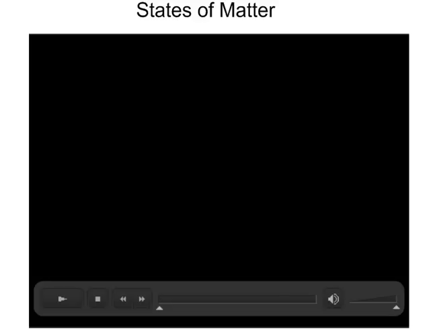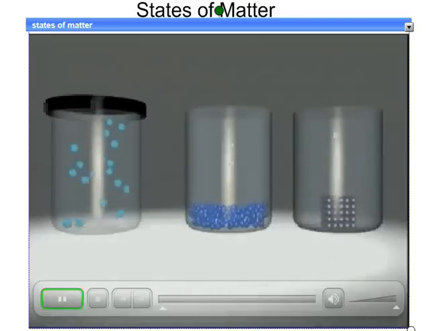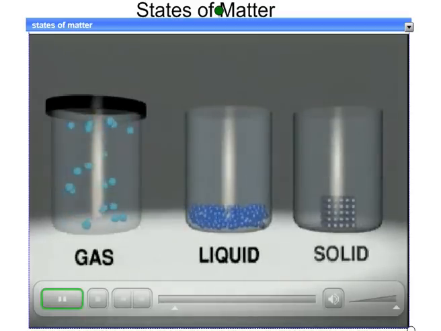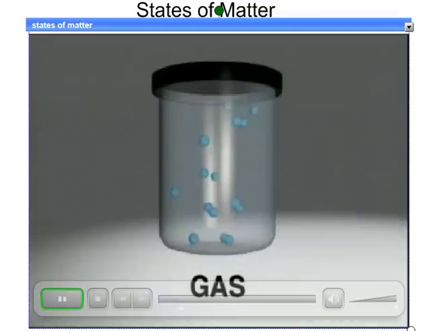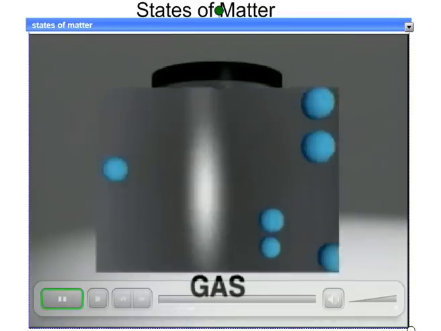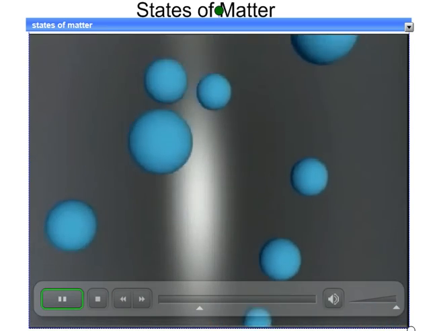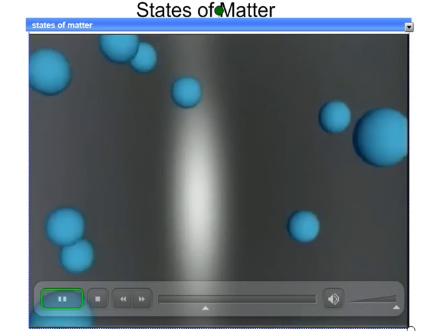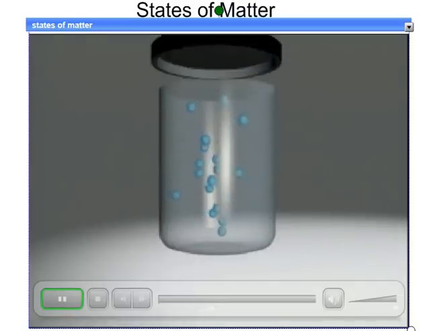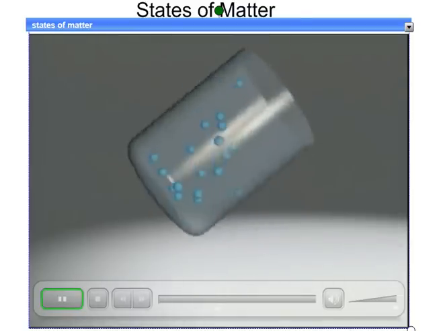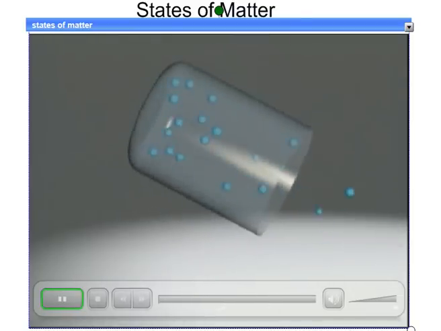We're going to start out with a little video clip to help you visualize the difference between solids, liquids, and gases. The states of matter are gas, liquid, and solid. Gases assume the shape and volume of their container. Particles of a gas are separated from each other, move in straight lines, and in a completely random manner. They change direction only when they collide with each other or the container.